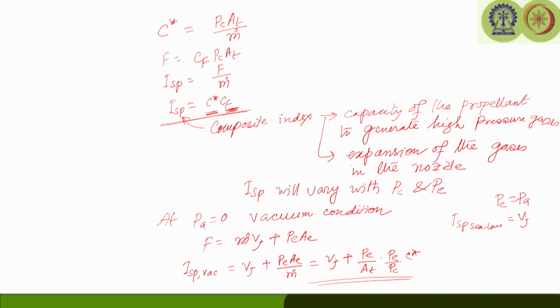Next, I will try to bring some example problems to show how we can use these relationships to understand the performance of a rocket. I will solve 1-2 example problems in the next class.